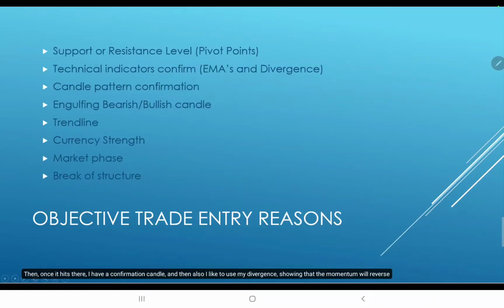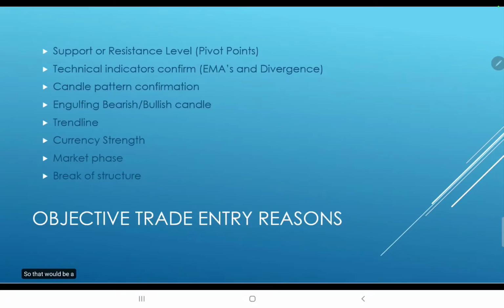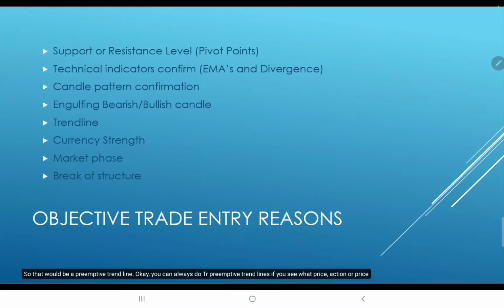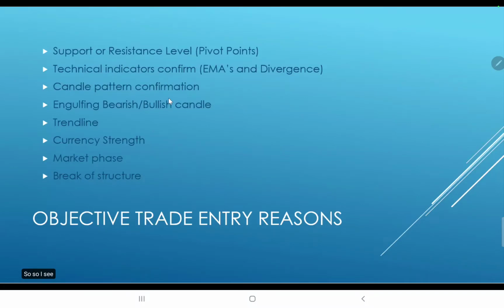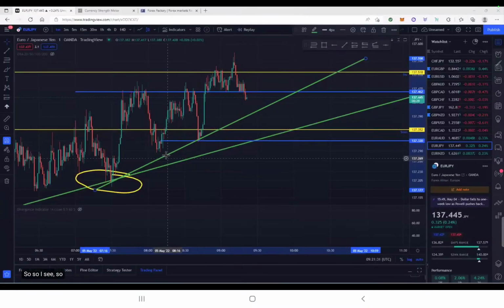This touched the trend line twice. So that would be a preemptive trend line. Okay, you can always do preemptive trend lines if you see what price action or price structure is doing.